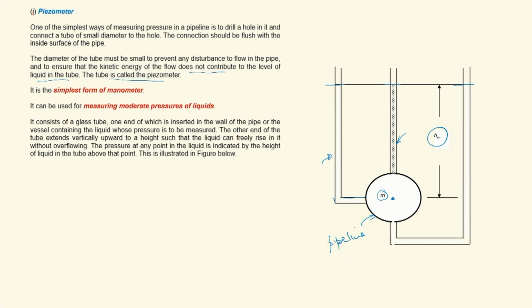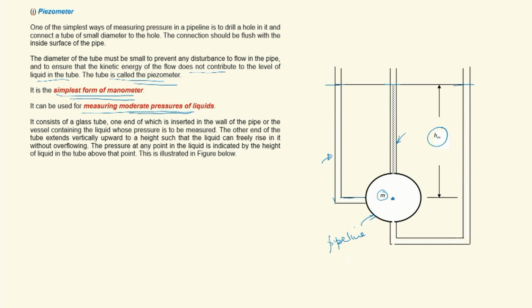So this tube is called the piezometer. It is nothing but a simple glass tube, one end of which is connected to the gauge point where the pressure is required, and the other end is kept open to the atmosphere. This is the simplest form of simple manometers, or we can simply call it the simplest form of manometer. It can be used for measuring moderate pressures of liquids, not high pressures. High pressures you cannot measure because you require a long length of tube, which is inconvenient. So for moderate pressures you can go in for erection of piezometers.